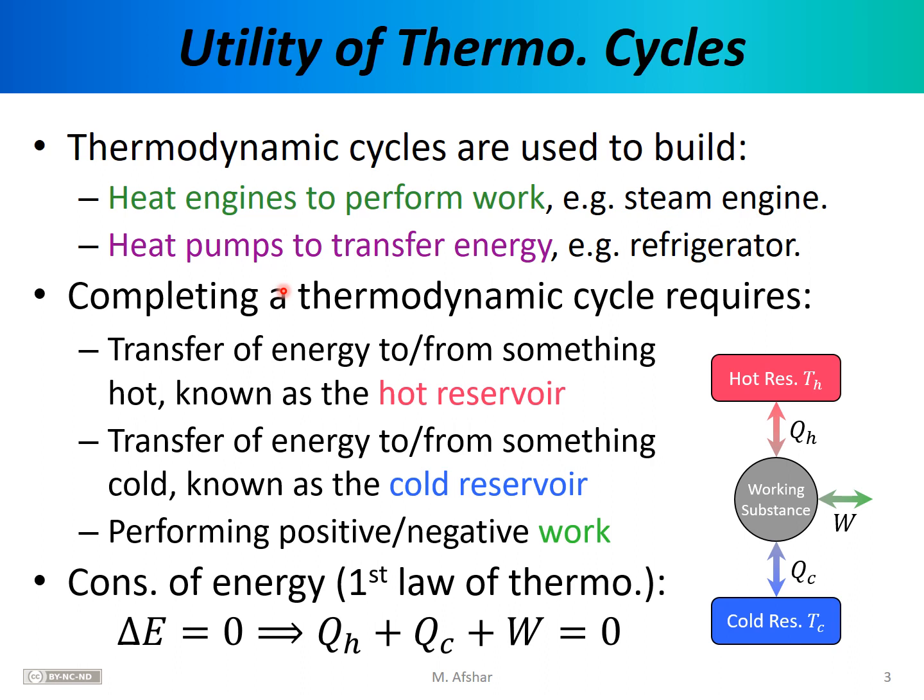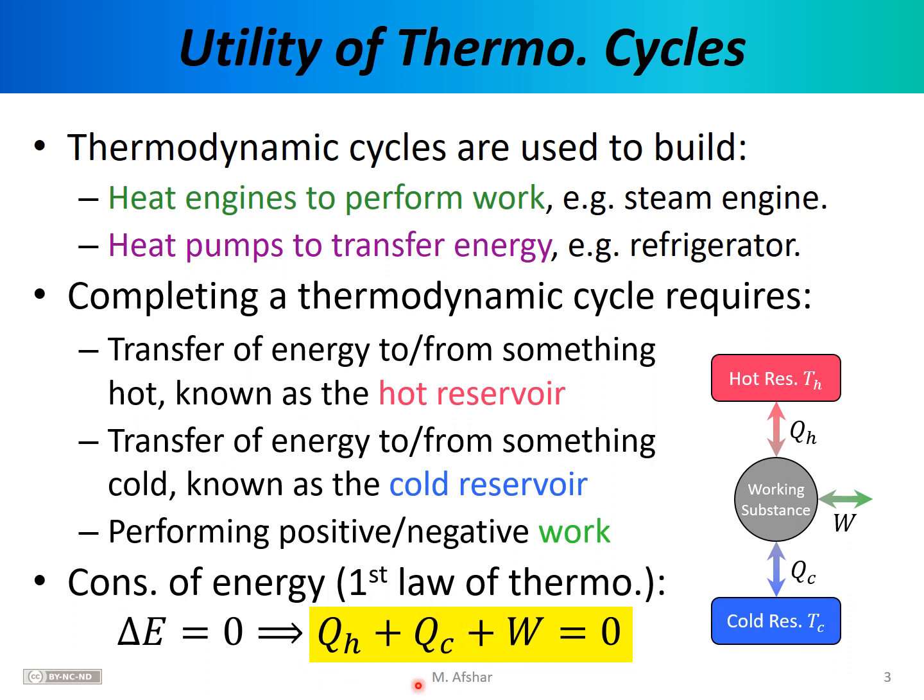Throughout all of these processes, remember that the first law of thermodynamics must be obeyed for the cycle. Since delta E is equal to 0 for a closed cycle, Q net plus W net must equal 0. Here, to simplify the notation, I've dropped the net subscript on W, and it must be understood that this W is the net work that is performed after the entire cycle is complete.